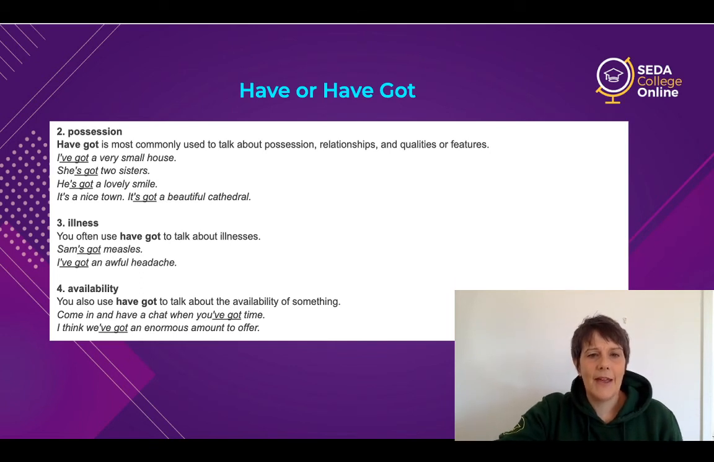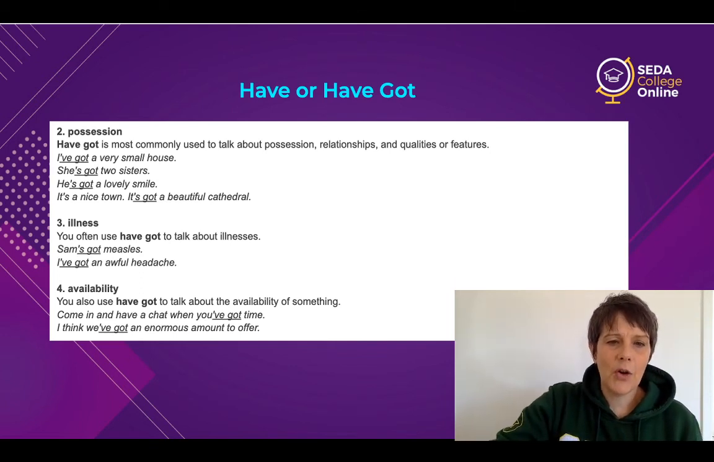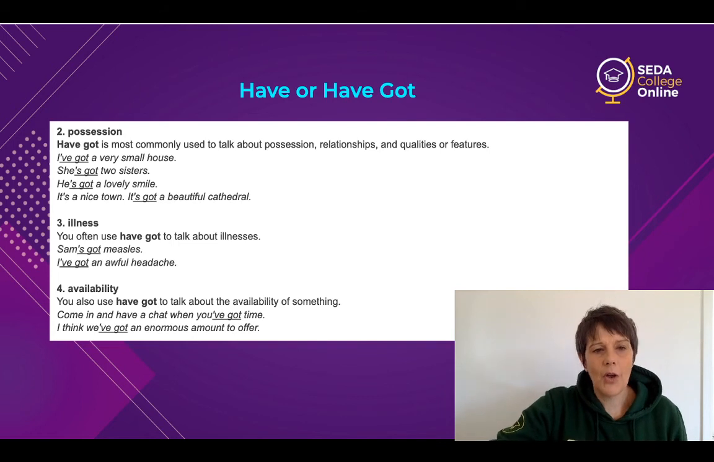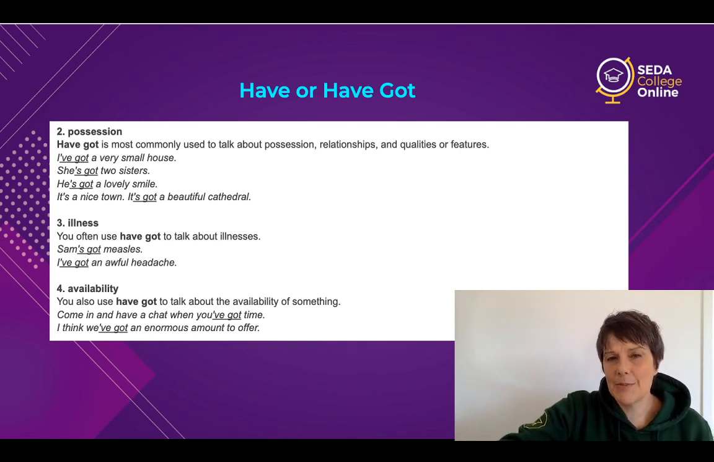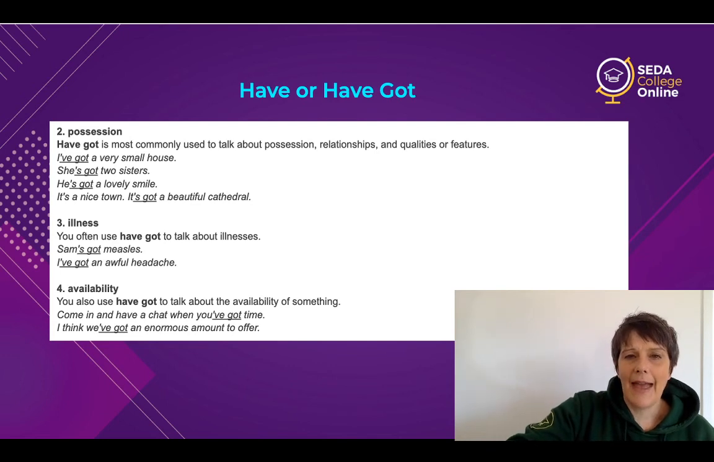Then for time, I've got time, I've got a lot to offer. So this is just another alternative to have. And you have got the v form in there. I've got, you've got, he's got. But actually the got is the loud part. That's the part that expresses the verb. And the have becomes like an auxiliary to the got.